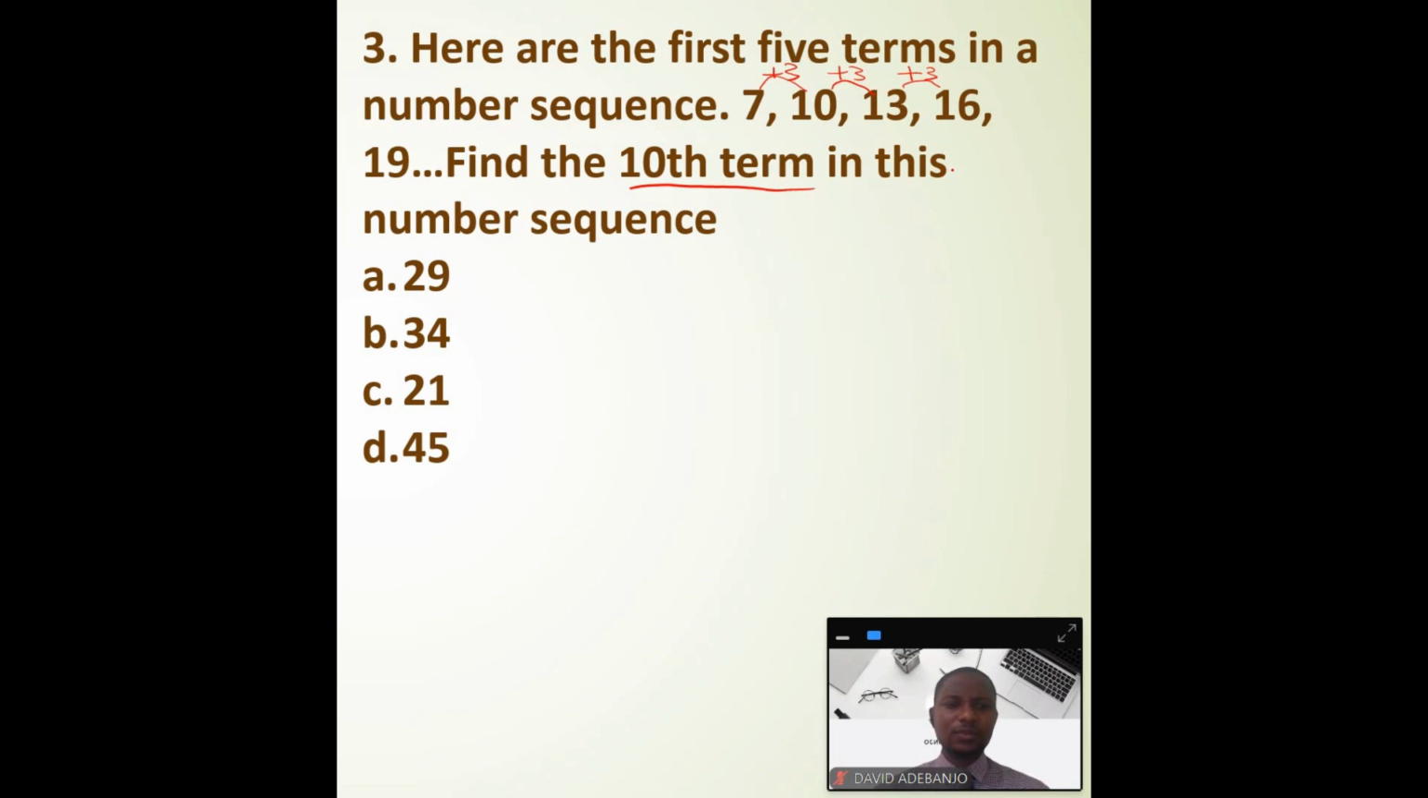So since you know it's a build-up of 3, and they have given you the first 5, you are looking for the 10th. So you need to go 5 steps, in steps of 3. 3 times 5 will give you 15. Then add it to the 5th number, which is 19. When you add up, you have what? 14, carry 1, and that's 34. So the answer is B.